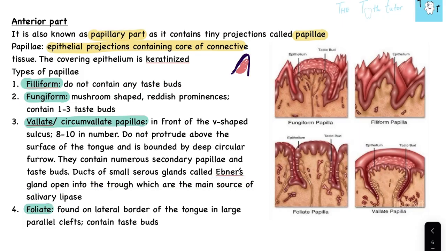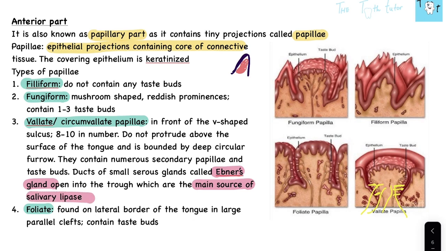So basically, what this means is there are some glands, and their ducts open into the trough of this papillae. So over here, these ducts will open in here somewhere, and these are the ducts of glands called Ebner's glands. These glands are the major source of salivary lipase. So Ebner's glands, and these are the main source of salivary lipase.